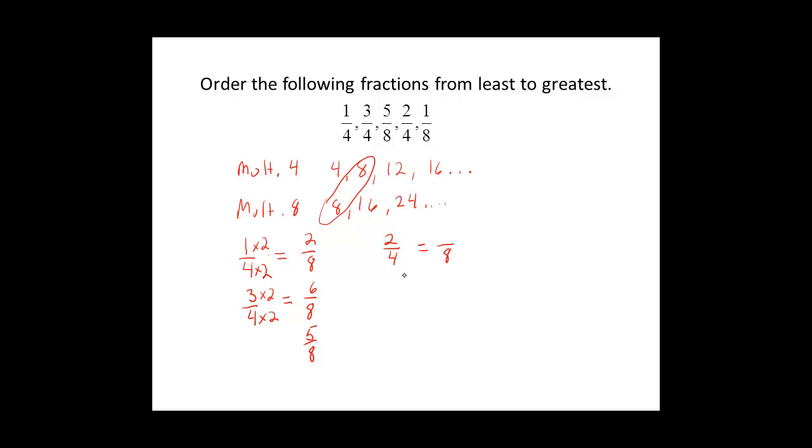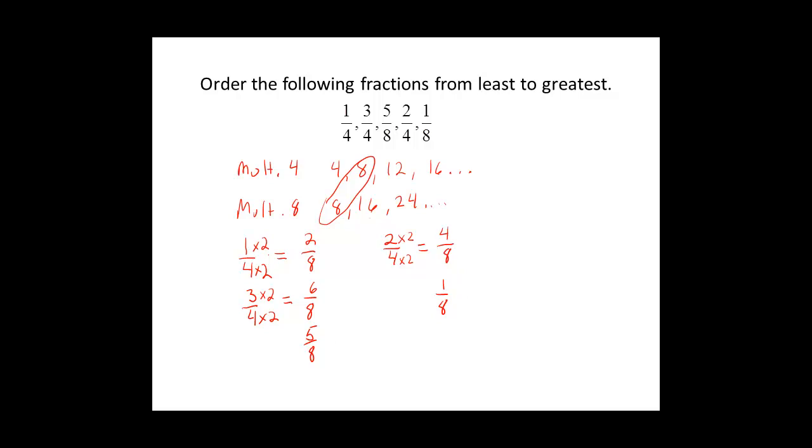What did we multiply 4 by to get 8? 2 again. So we will multiply the numerator as well by 2, and we get 4. 4/8 is the same number as 2/4. And 1/8 is already a fraction with a denominator of 8. So our fractions that we have are 2/8, 6/8, 5/8, 4/8, and 1/8.